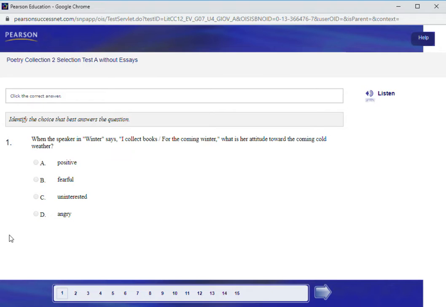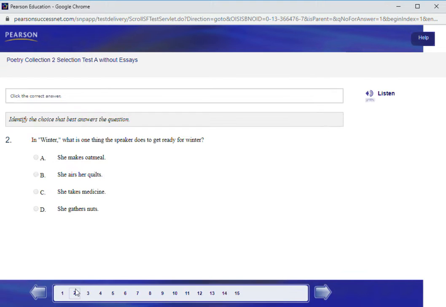When the speaker in "Winter" says, "I collect books for the coming winter," what is her attitude toward the coming cold weather? We never get the feeling that this is a really scary, horrible thing. Lots of positive things are happening to get ready for the winter. That really tells us the answer. It's positive, A. None of these negative words would fit the tone of the poem.